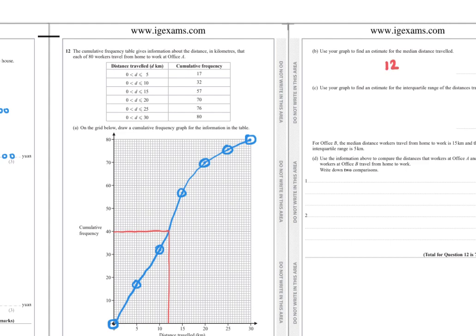Now use your graph to find an estimate for the interquartile range. To find the interquartile range, you need to find the upper and lower quartiles. For the upper, 3/4 times 80, which is 60. Now draw a horizontal line from 60 until you reach the curve, then find the corresponding value. So the upper quartile is 16.